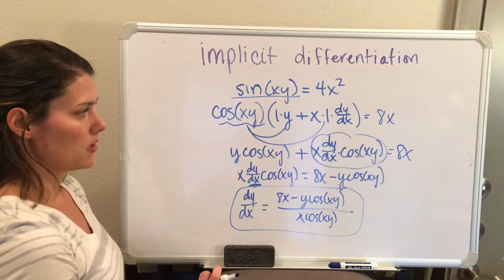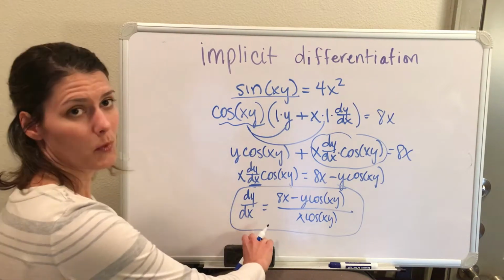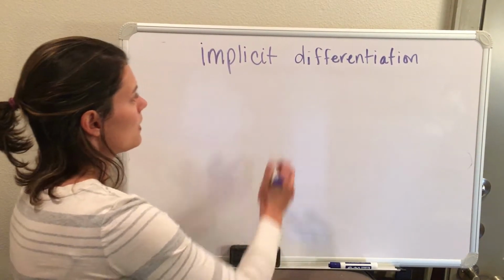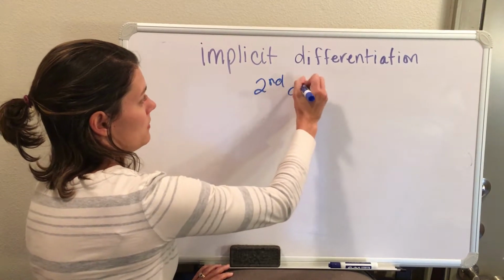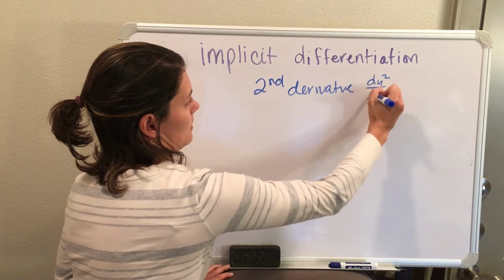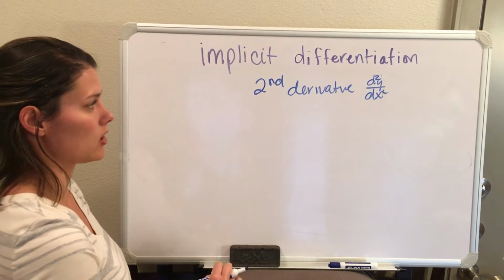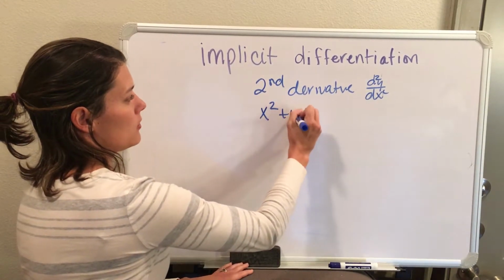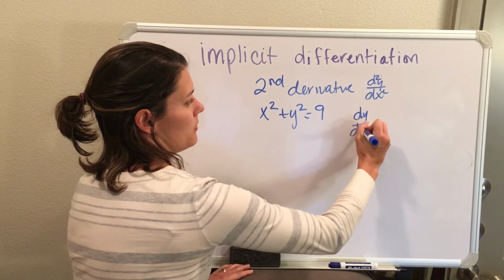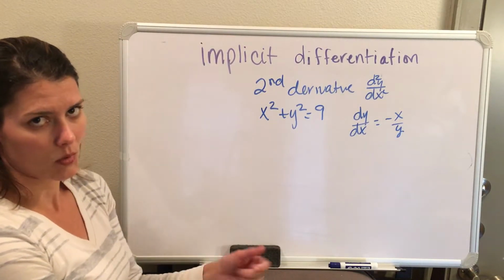There's one more example I would like to do. I would like to do a second derivative example, and I'm going to use the first one that we did, the circle, to help us out on this one. So for a second derivative, I want to find the second derivative using an implicit function. I'm going to go back to the circle example that we did, and we ended up getting our first derivative as negative x over y, and we're going to use this one to find the second derivative.